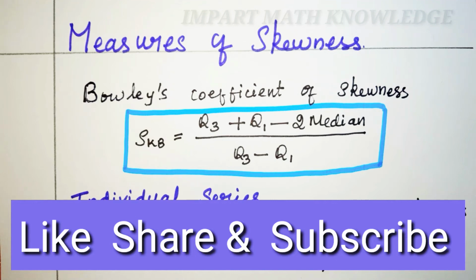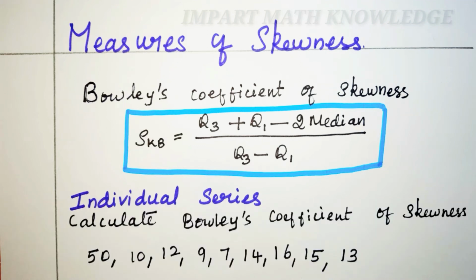This video is about measures of skewness. I am going to discuss Bowley's coefficient of skewness. Check my previous video for Karl Pearson's coefficient of skewness. Bowley's coefficient of skewness is based on quartiles and median. The formula is Q3 plus Q1 minus 2 median divided by Q3 minus Q1.